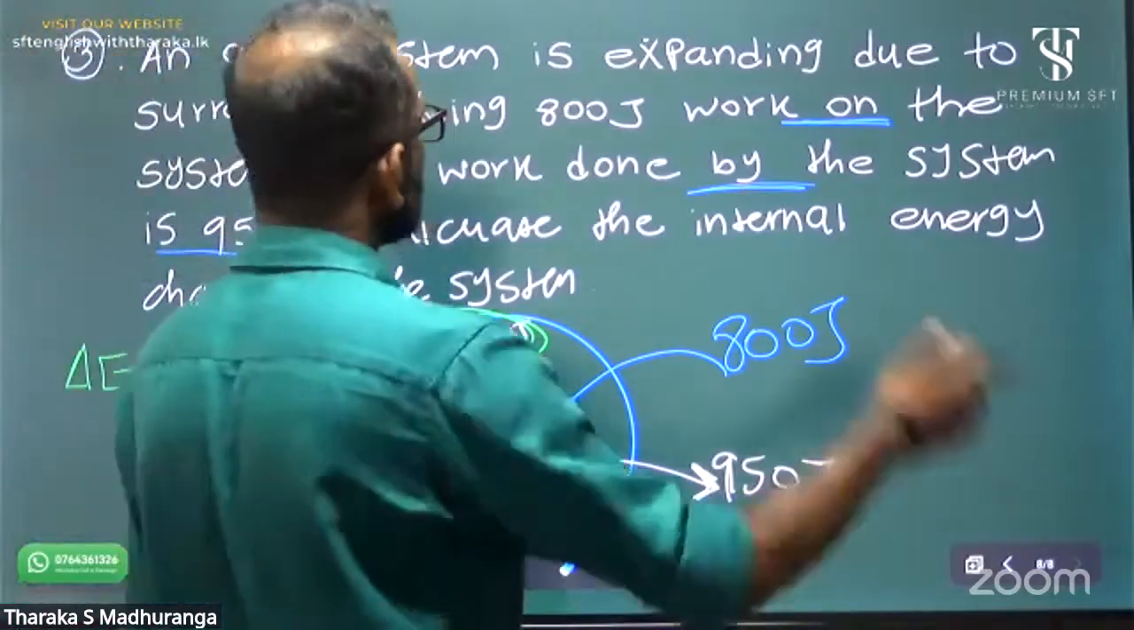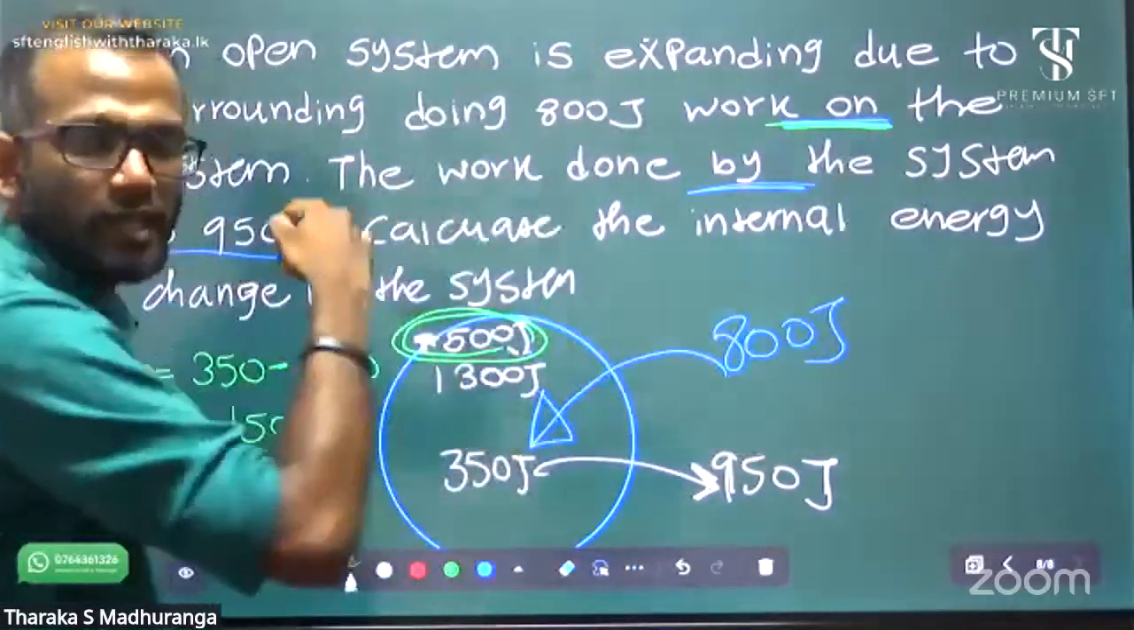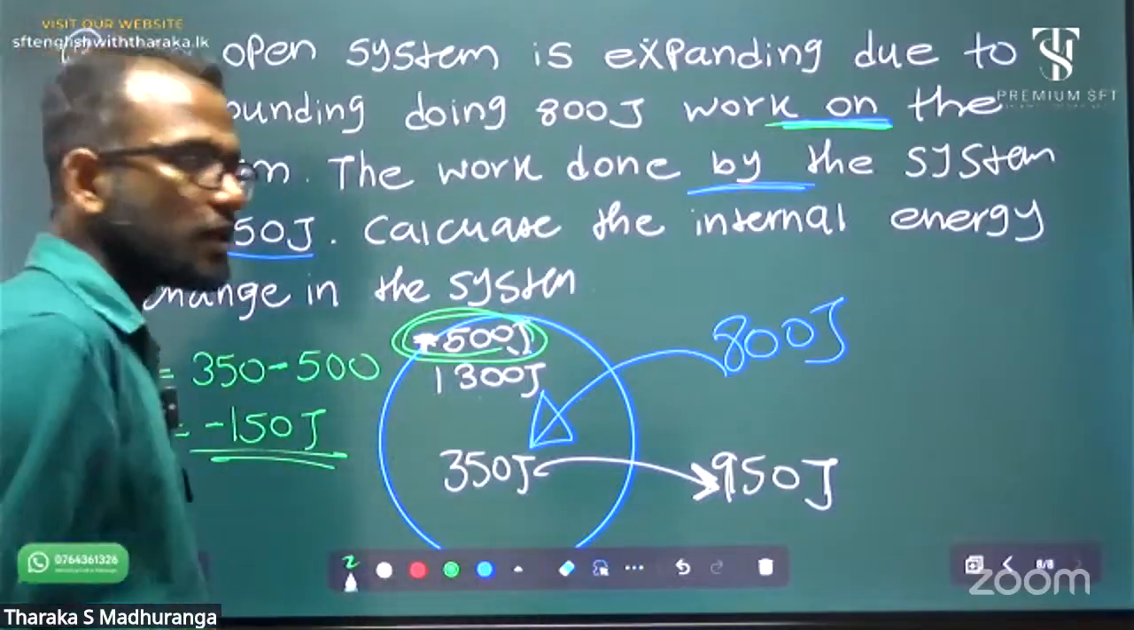Let's do. Always understand these two words. Work on the system means increase the energy. Work done by the system means lost energy, right?